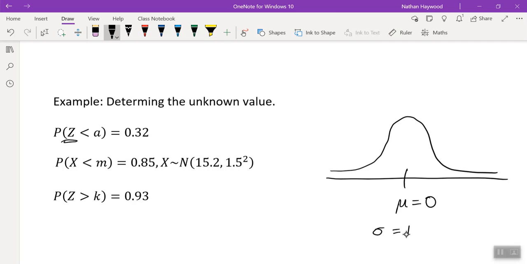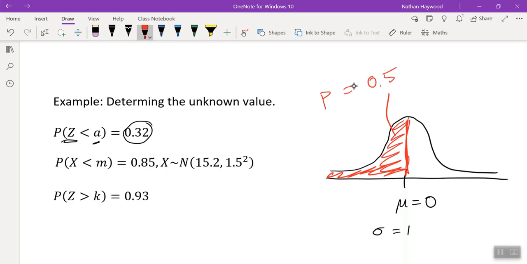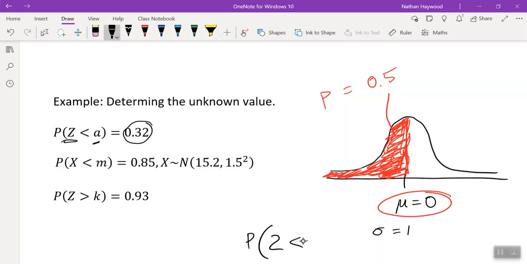So this is saying what value of A, so what Z-score, is going to give a probability of 32% or 0.32. So where on the graph roughly is that going to be? At this point in the middle, all of this area is equal to 0.5. So the probability in that area under the curve is all equal to 0.5, because it's the mean, it's in the middle. Does that make sense? And it's symmetrical. So we could say P(Z less than 0), which is the mean, equals 0.5.